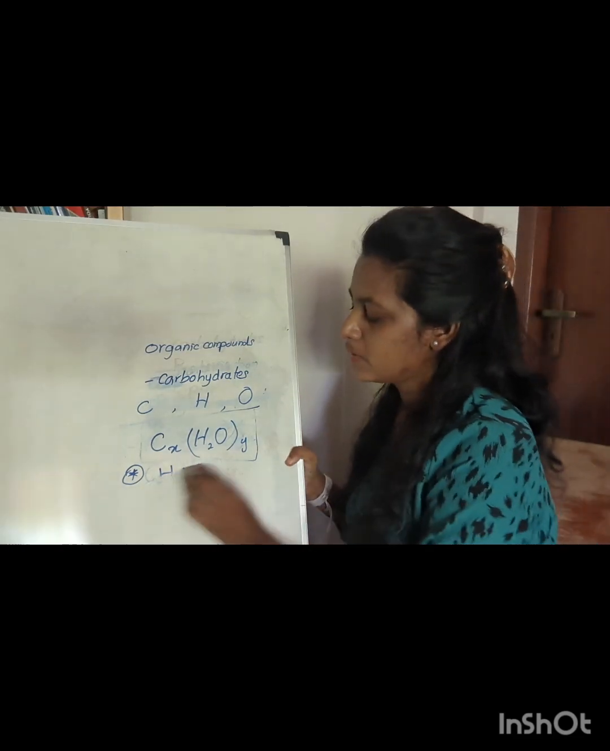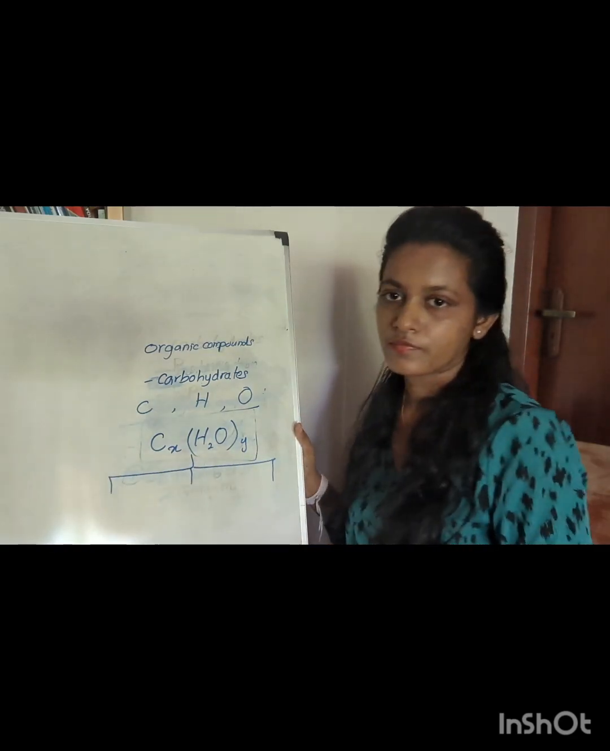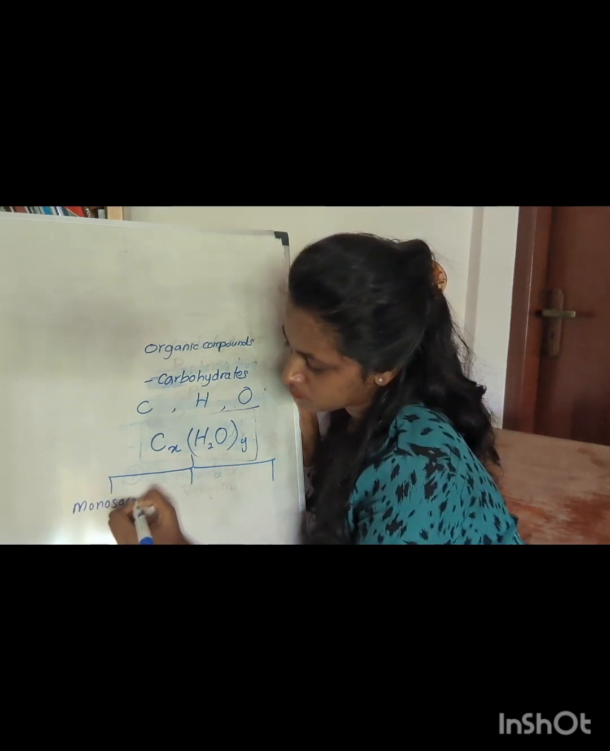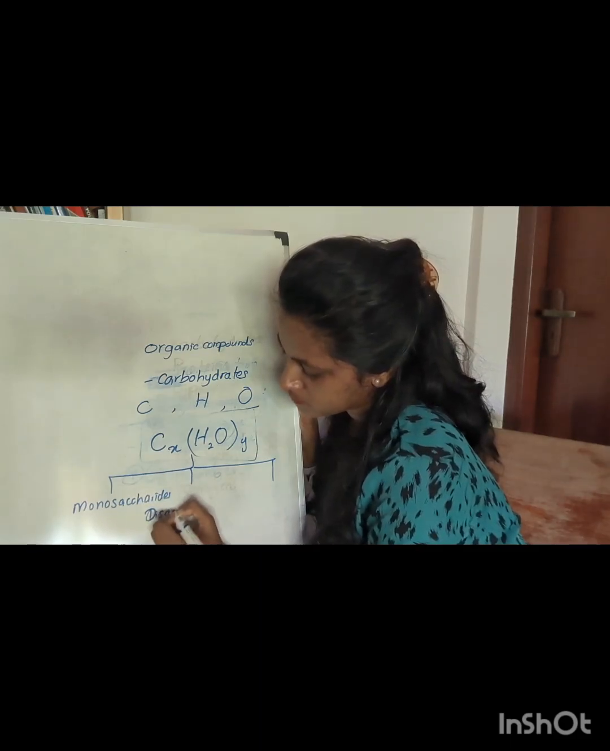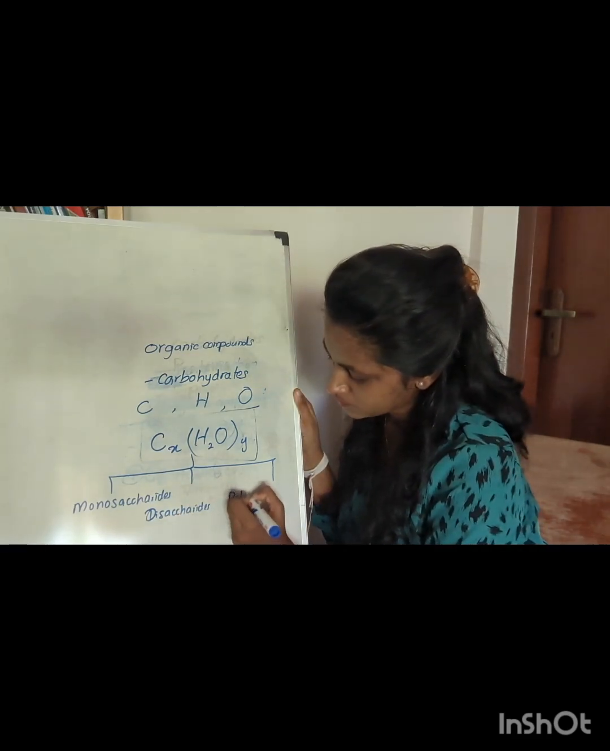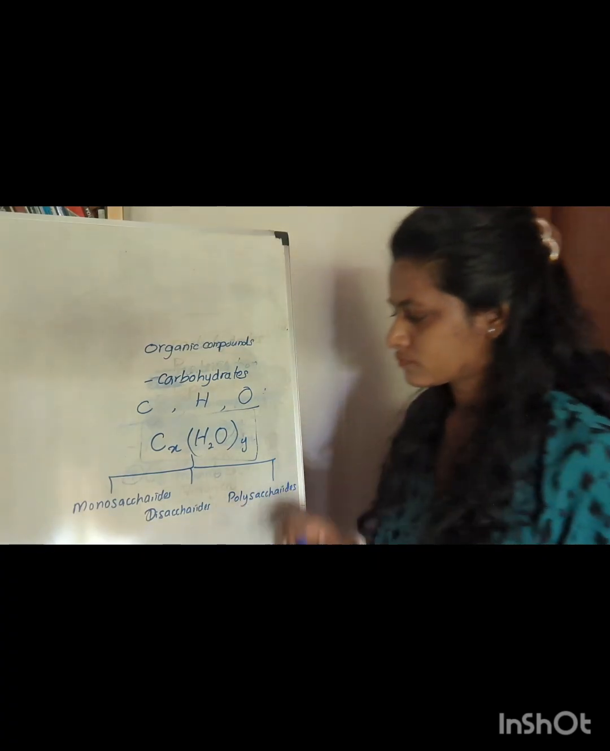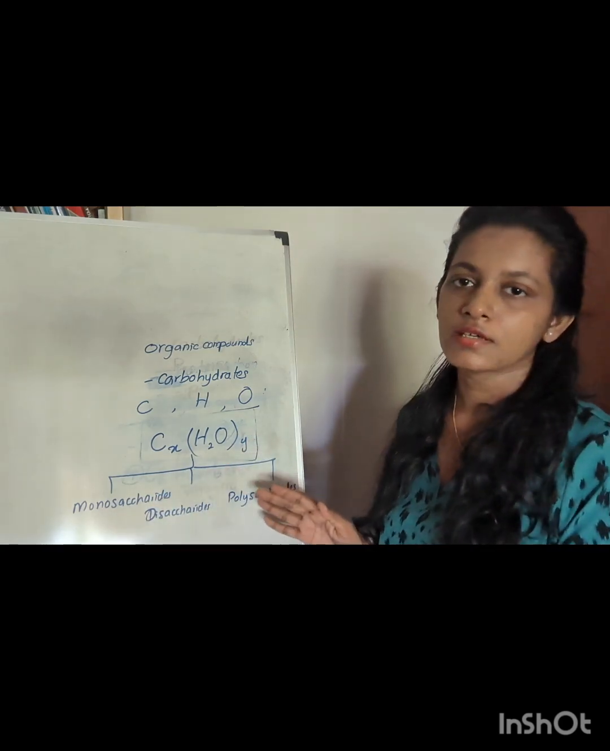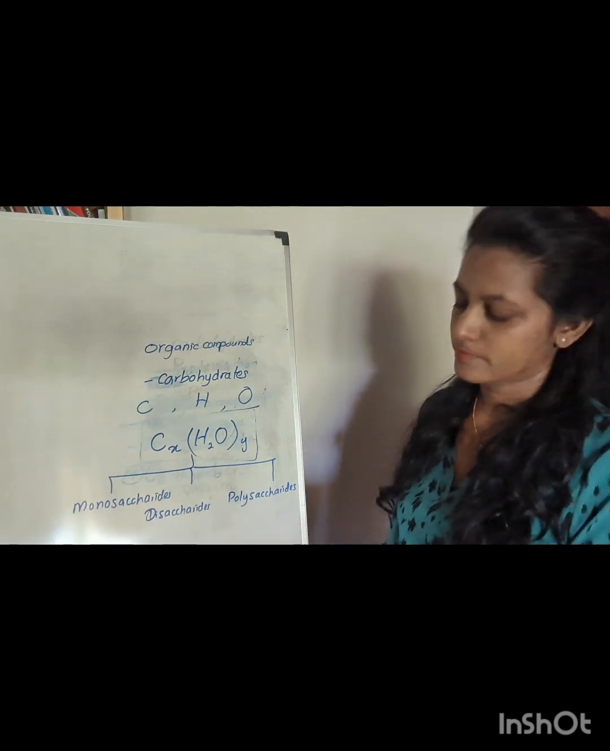These carbohydrates can be divided into three main types. They are monosaccharides. The next one is disaccharides. And the last one is polysaccharides. Carbohydrates can be divided into three main subgroups: monosaccharides, disaccharides, and polysaccharides.